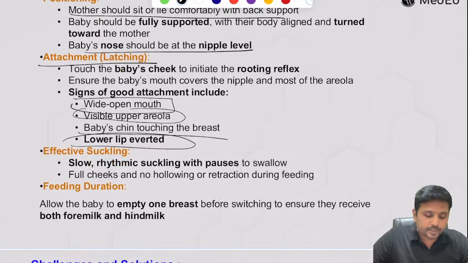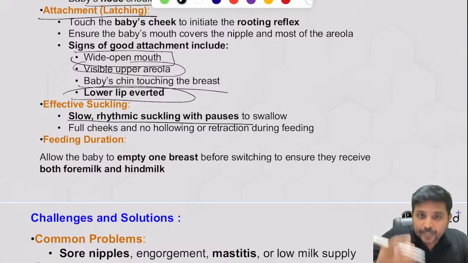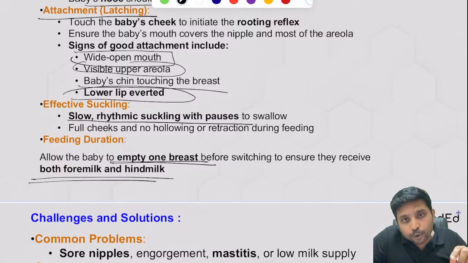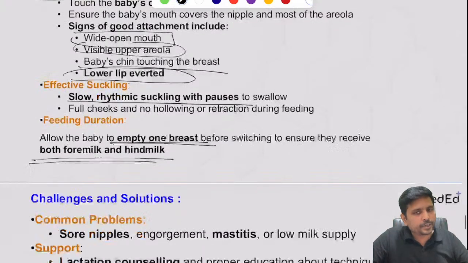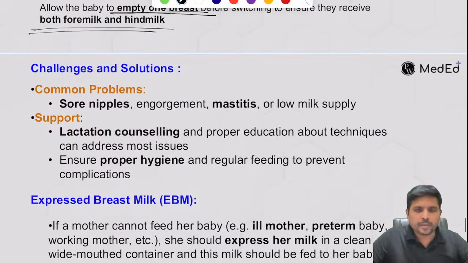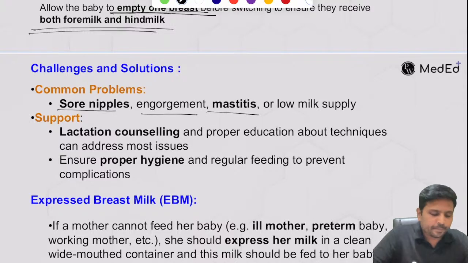Effective suckling is always slow, rhythmic suckling with pauses in between. And as I told you already, empty one breast first, then switch to another breast to get both fore milk and hind milk. If not, you will give only fore milk, leading to so many problems. What are the other problems? Sore nipples, engorgement, mastitis, all can be treated by continuing breast milk.